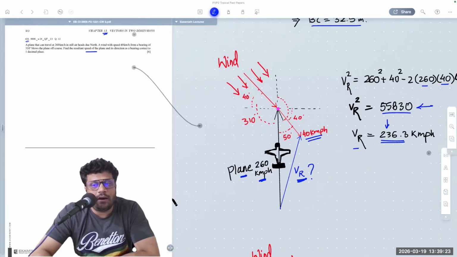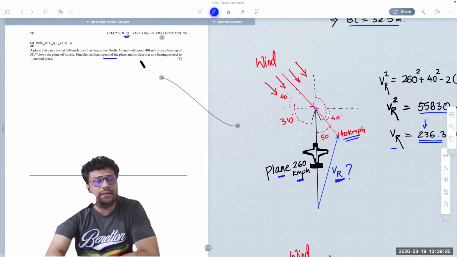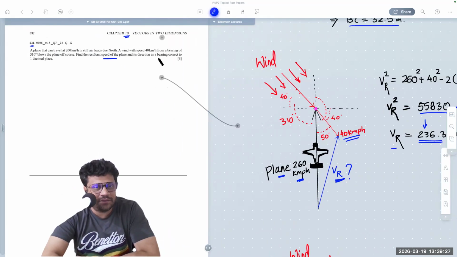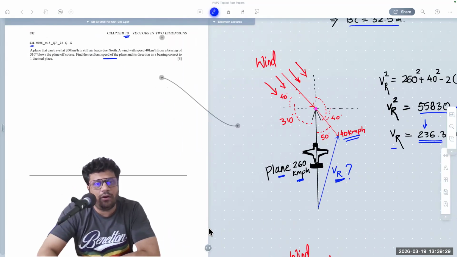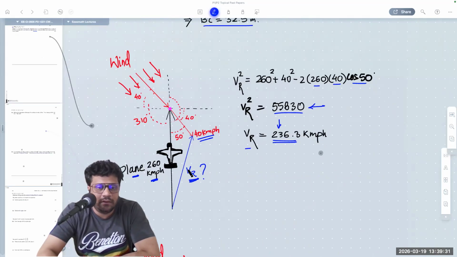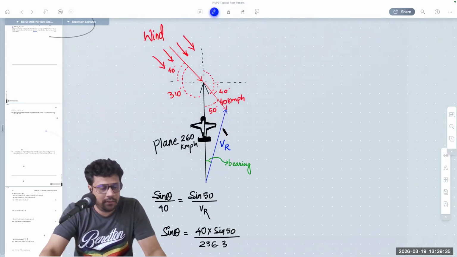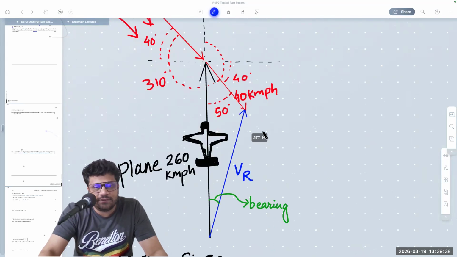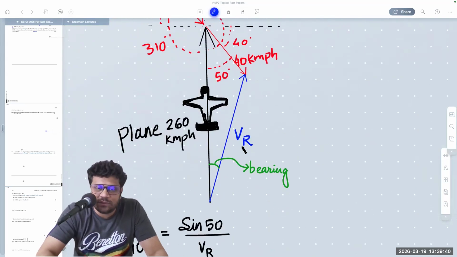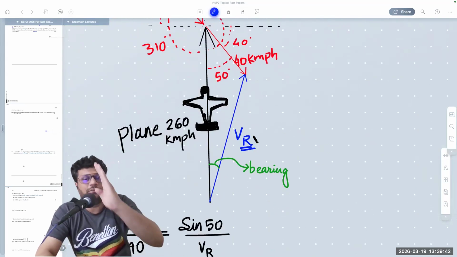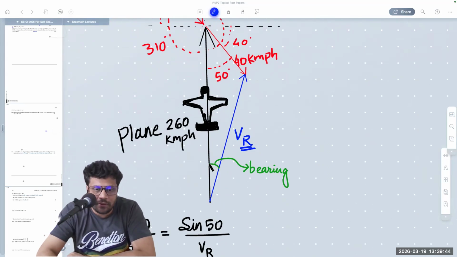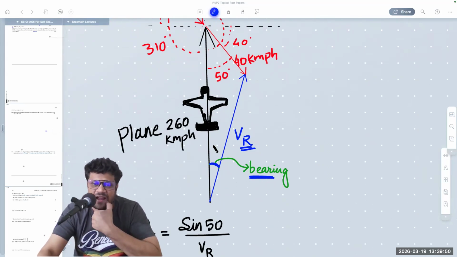Okay. Now, let's look at any other thing. They asked for the bearing of the plane. What they have asked for is the bearing of the resultant velocity. Watch. If this is where the plane ends up going, from the north, this is the bearing they're talking about. And I can find it out from that triangle.